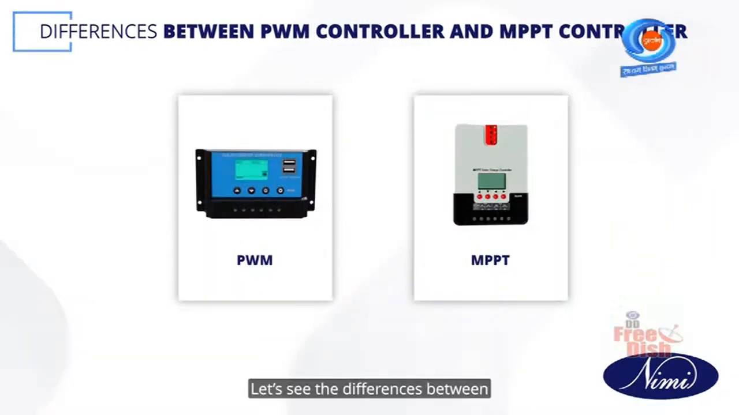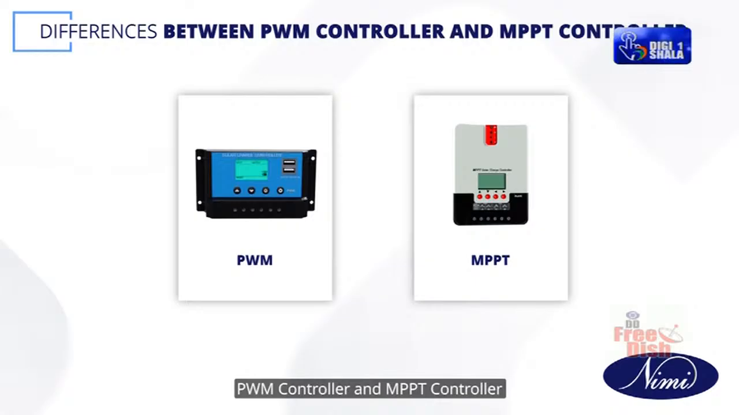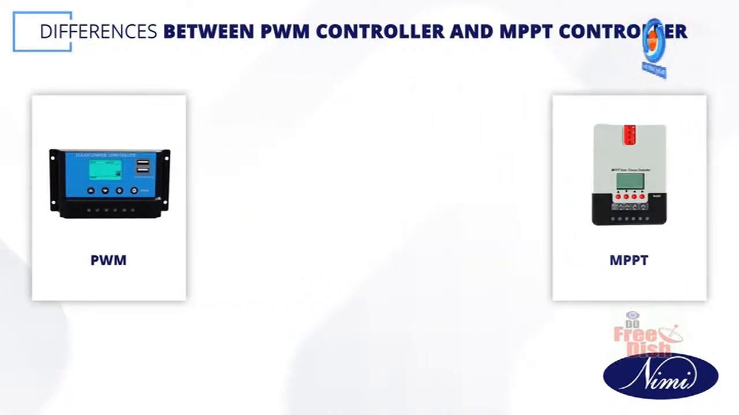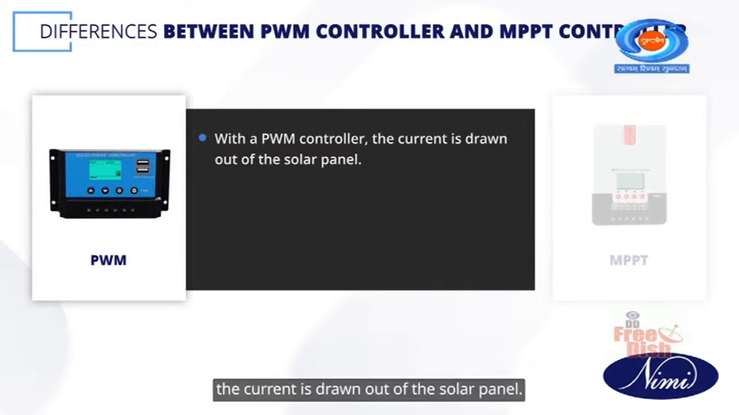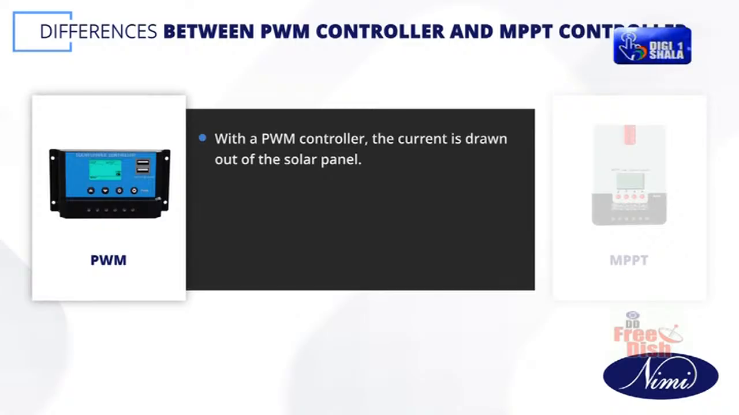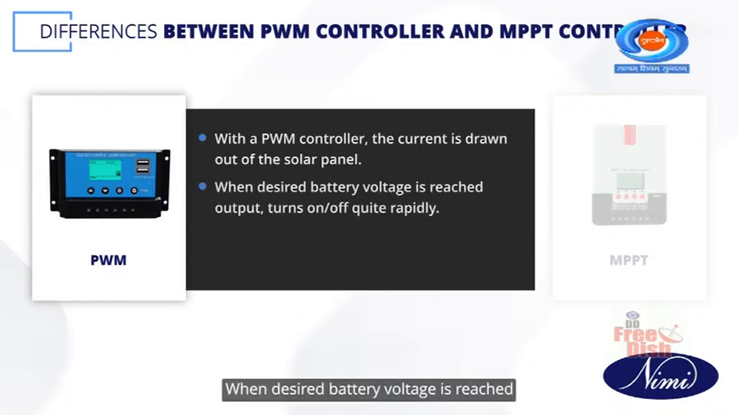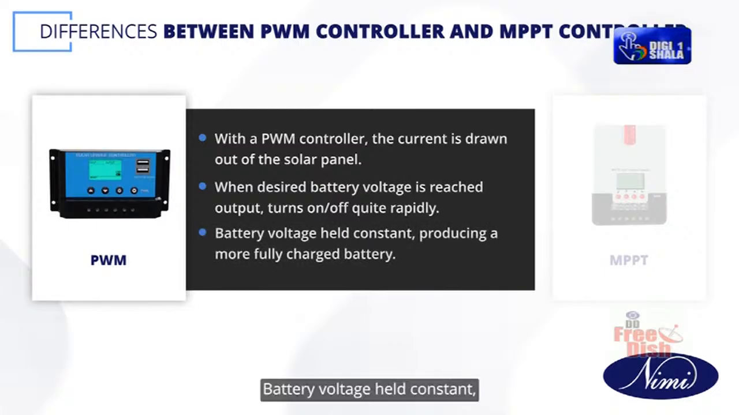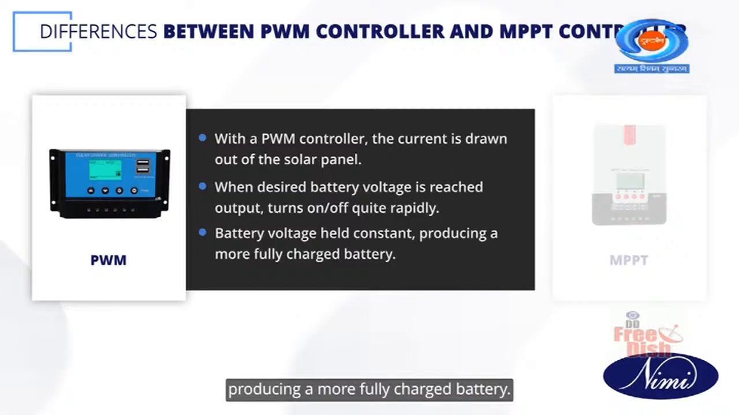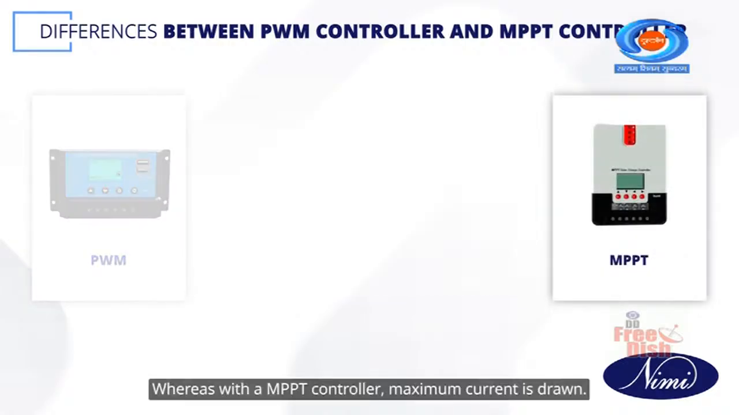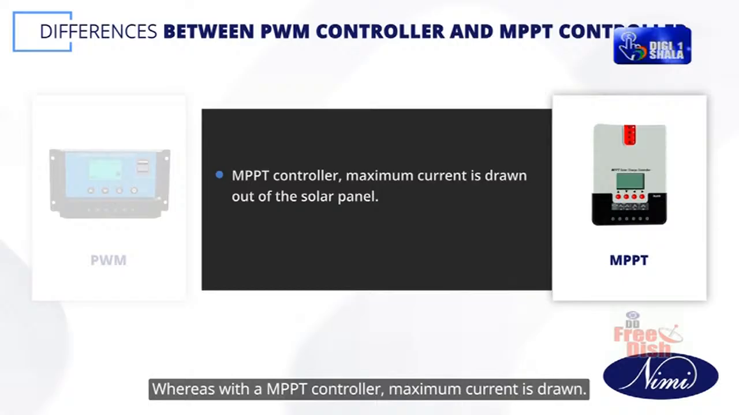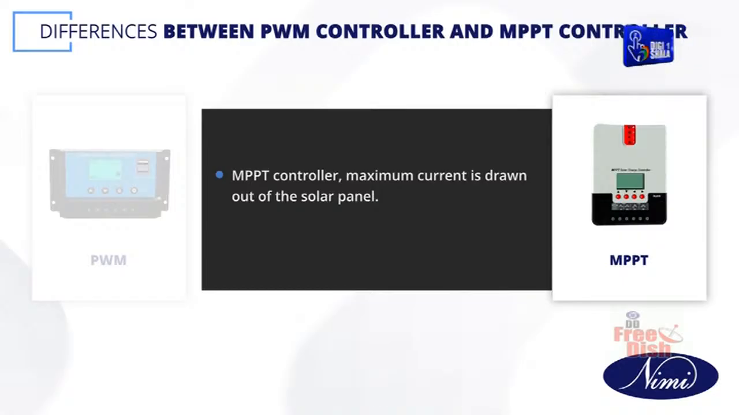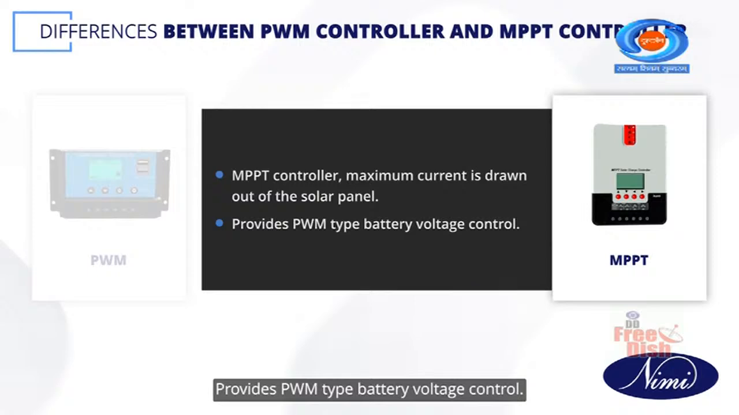Let's see the differences between PWM controller and MPPT controller. With the PWM controller, the current is drawn out of the solar panel. When desired battery voltage is reached, output turns on or off quite rapidly. Battery voltage is held constant, producing a more fully charged battery. Whereas with the MPPT controller, maximum current is drawn. It provides PWM type battery voltage control.